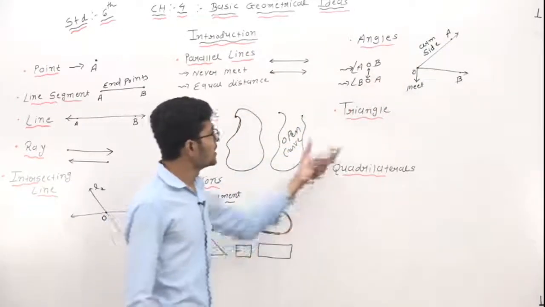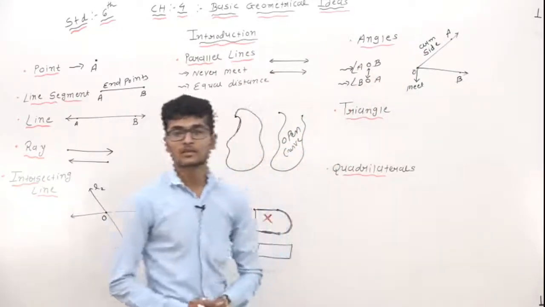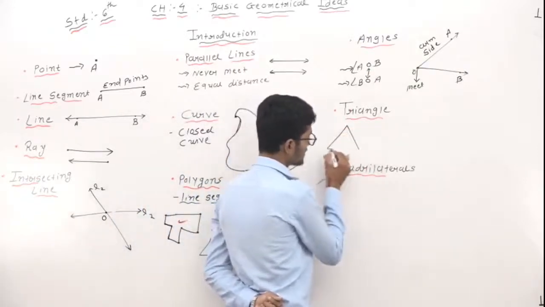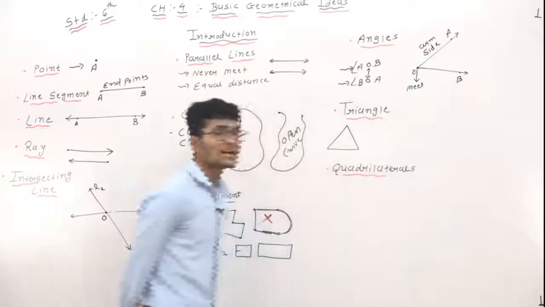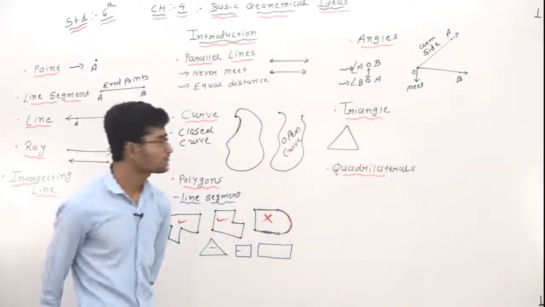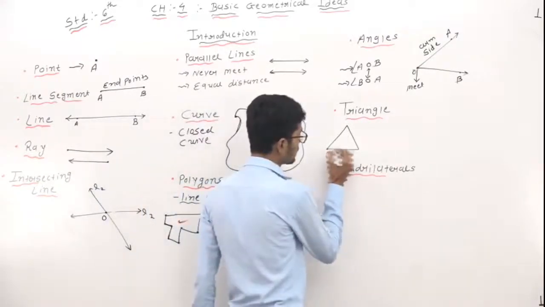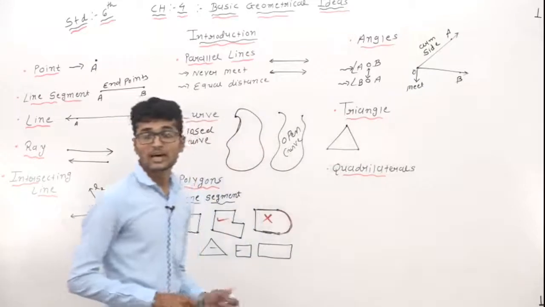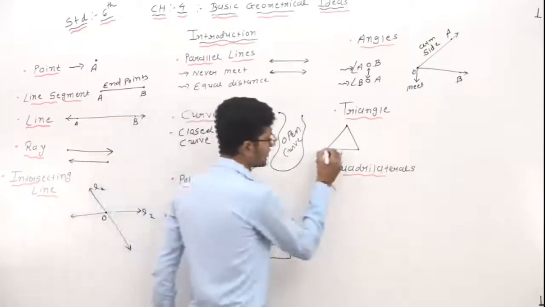Understand? Then after that, the triangle. So this one is the triangle's figure. You all know this one is the triangle's figure. Clear? Here, these are all line segments.